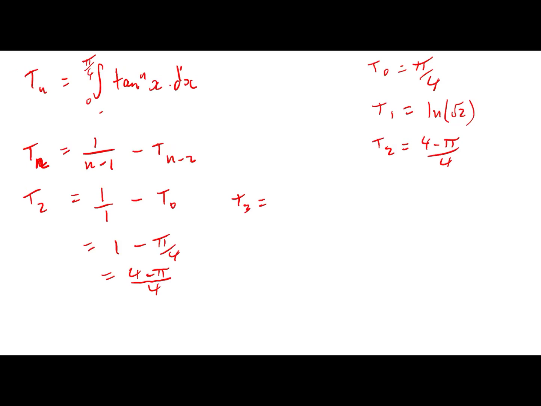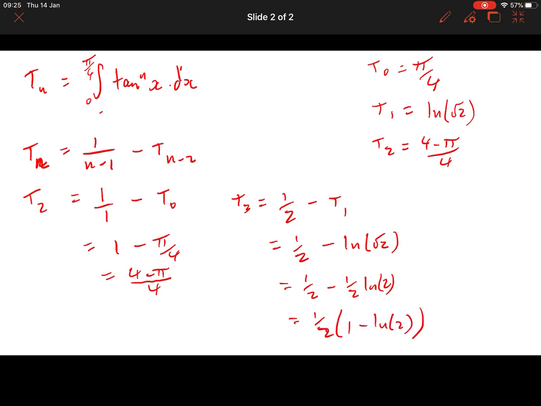Okay, T3 must be equal to 1/2 minus T of 1, which is equal to 1/2 minus log root 2. Just thinking, can we do anything with that? Possibly not. That would be 1/2 minus 1/2 log 2. Factor out 1/2, so it's 1/2 of 1 minus log 2. I mean, the original answer is just as good. Okay.